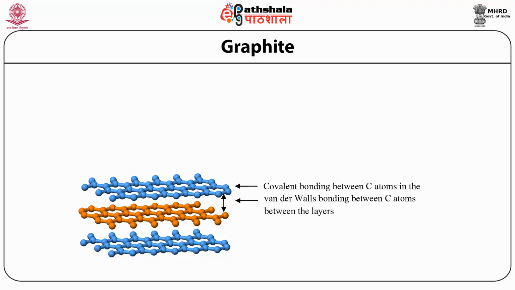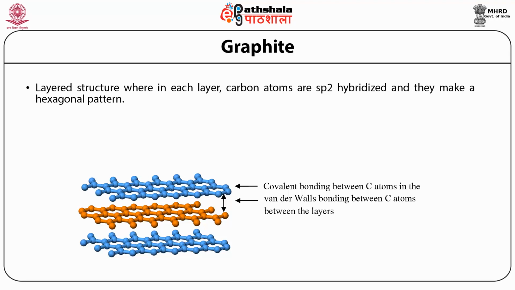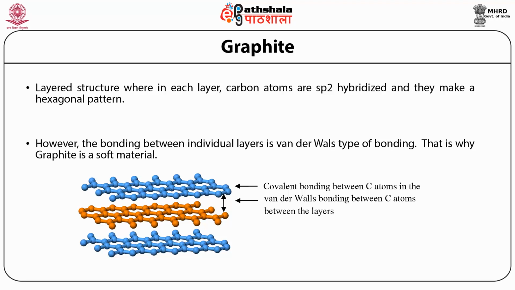Now comes the structure of graphite. Other forms of carbon such as graphite and fullerene are also covalently bonded, but the structures are entirely different. Graphite has a layered structure where in each layer carbon atoms are sp2 hybridized and make a hexagonal pattern. However, the bonding between the individual layers is van der Waals type of bonding. That is why graphite is a soft material and is used as a lubricant.